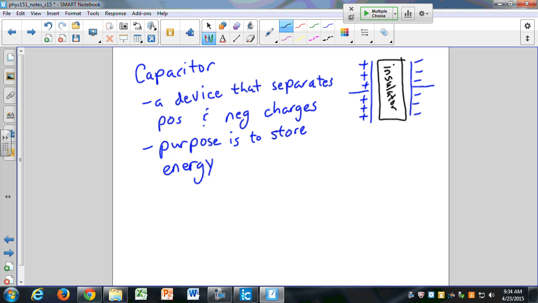You've probably seen capacitors. You ever seen a capacitor on a circuit or whatever? You probably have. They're sometimes like really small and sort of cylindrical. If you've ever opened up your computer or seen any sort of circuit board, you've probably seen a capacitor. They're fairly common.